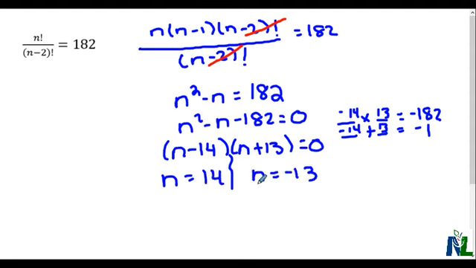And if we keep in mind that n is defined to be a natural number by the definition of factorial, we call this one here extraneous.